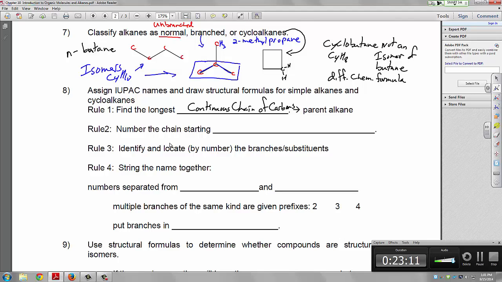Number the chain now starting at the end closest to the branch or substituent. It could be, instead of a methyl group, I don't know, we'll put a bromine on here. Start at the end of the chain closest to the branch, closest to the substituent. Also, these guys are called substituents.